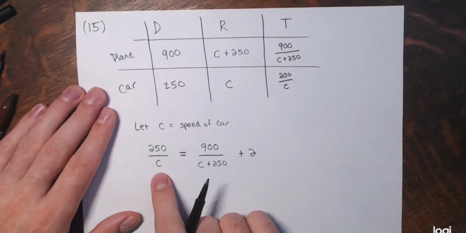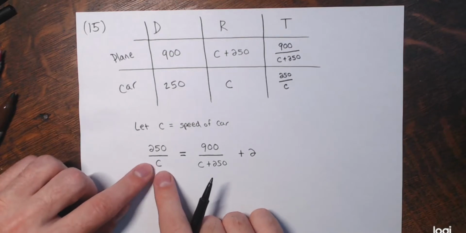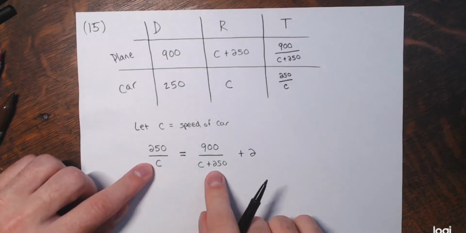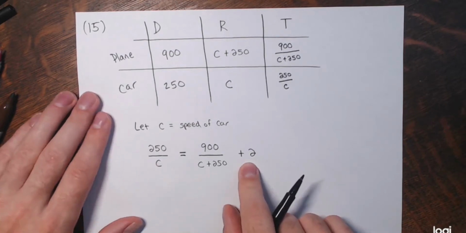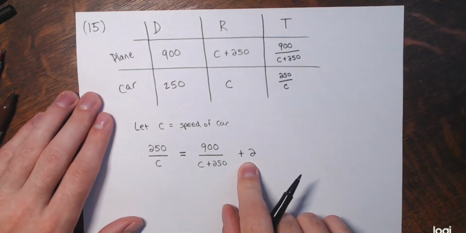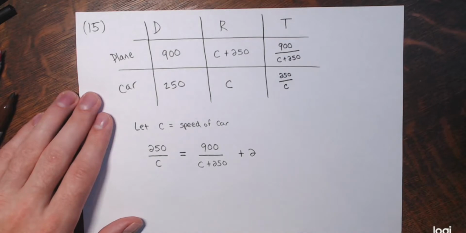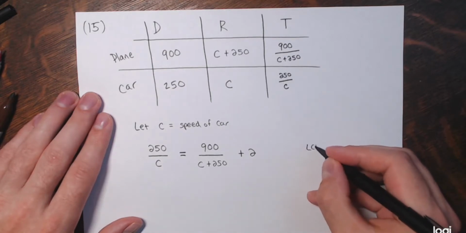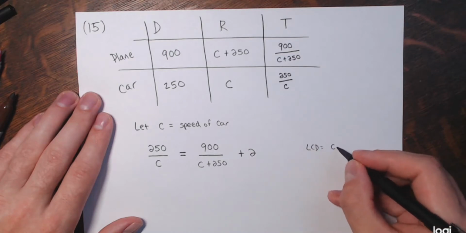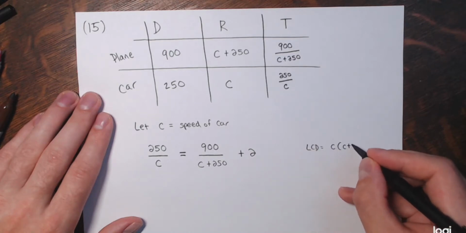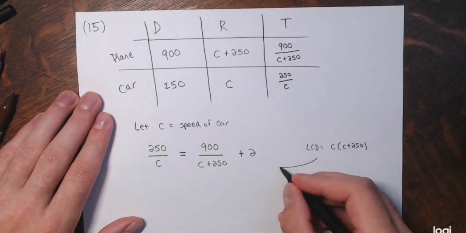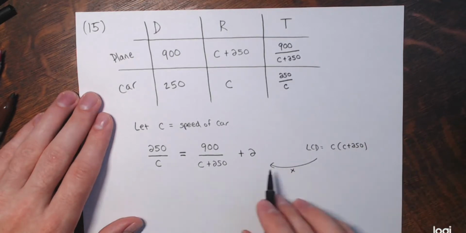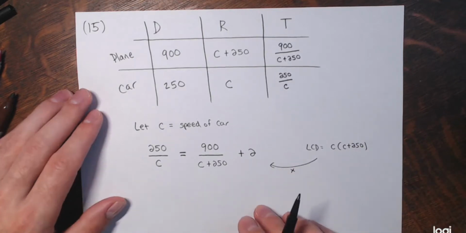So hopefully that makes sense, right? This is like earlier problems, right? The time in the car is the time in the plane, but 2 hours more than that, right? Plus 2. Alright, let me solve this. The LCD is simply C times the quantity C plus 250. And I'm multiplying everything on both sides by this LCD.